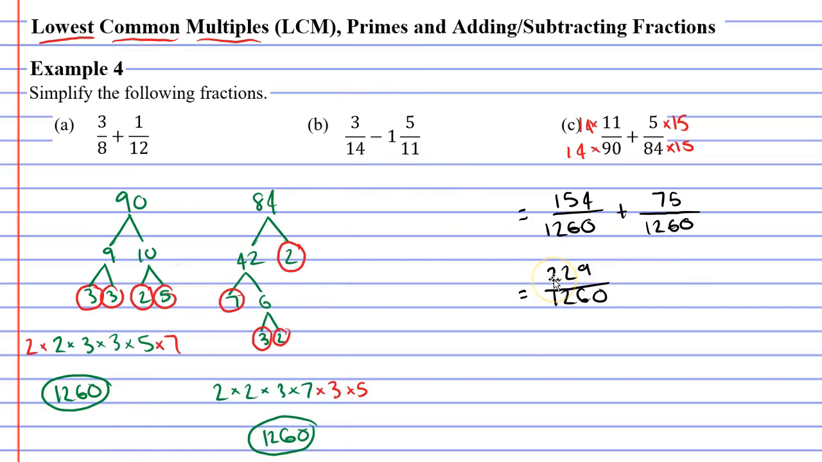And quite often, not all the time, but quite often when you find that lowest common multiple, you end up with a fraction that doesn't need to be simplified at the end.